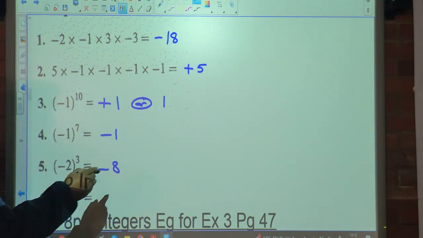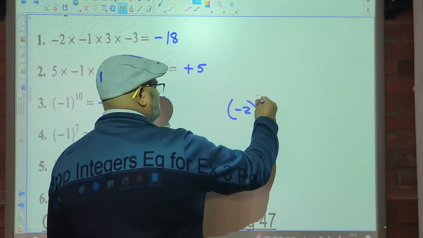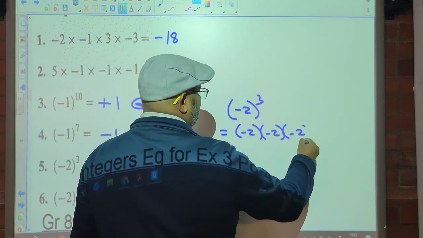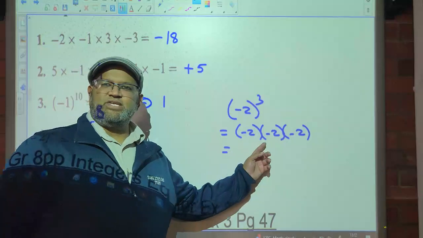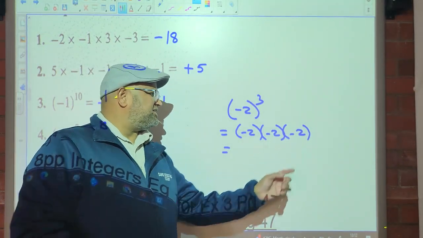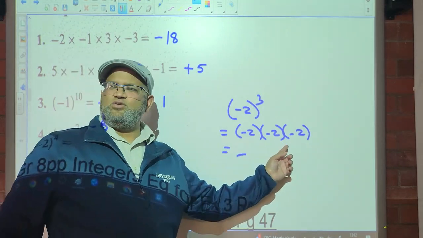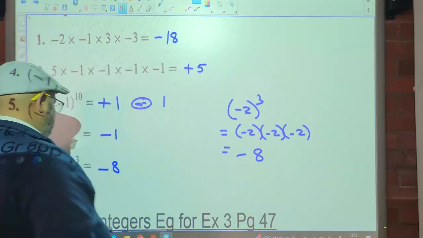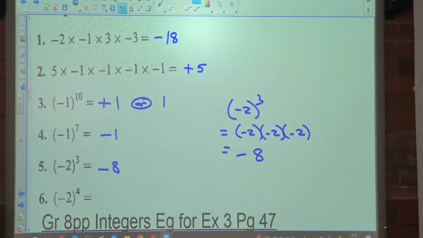And we can test it, people, we can check. We got negative 2 cubed is the same as saying negative 2 times negative 2 times negative 2. What's negative times negative? Positive. And positive times negative? Negative. 2 times 2? 4. And 4 times 2? 8. But the same answer, same solution. Any confusion there?